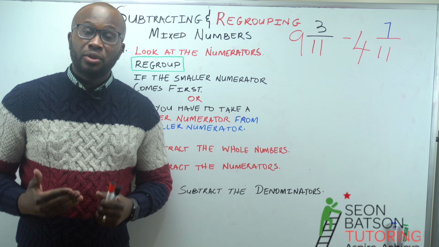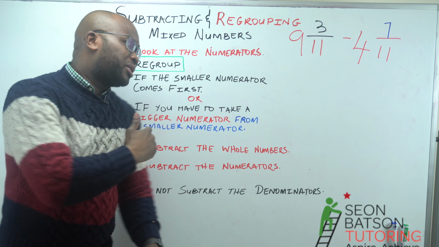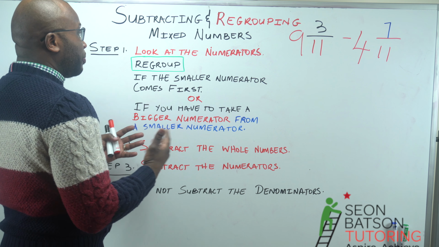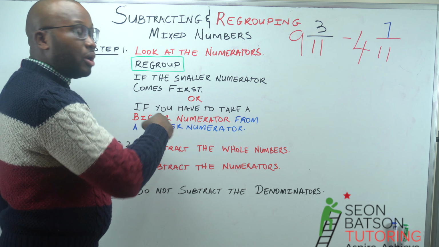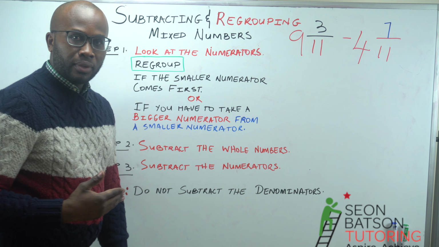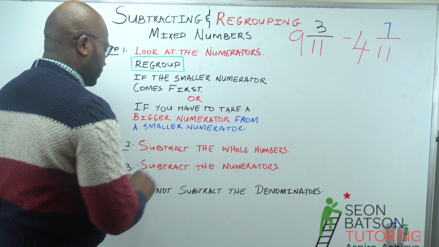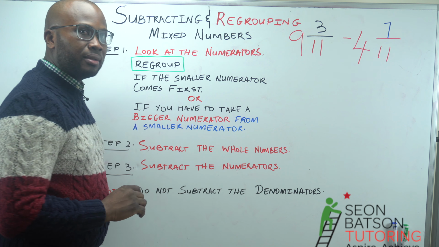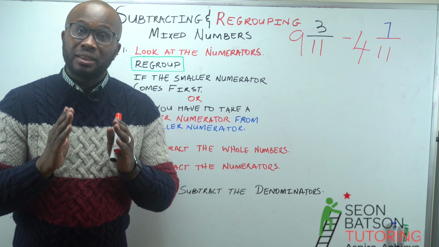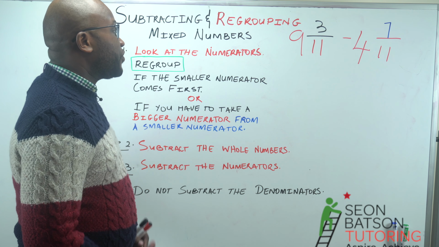Now, I am going to teach you 3 very simple steps that will help you master this concept. Let's go. Step 1, we will look at the numerators. We will regroup if the smaller numerator comes first, or if we have to take a bigger numerator from a smaller numerator. Yes? Good. When we are done regrouping, we will subtract the whole numbers, then subtract the numerators. Very important though, we do not subtract the denominators. The denominator stays the same. Get the idea?